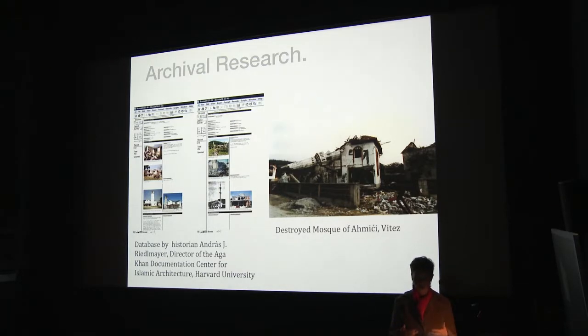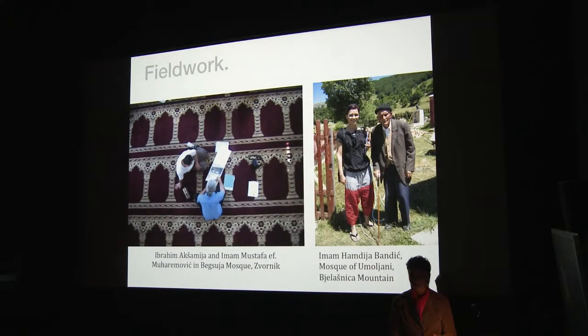This is how it looks now. So it's kind of forensics of architecture that is being done to prove also that oftentimes people will claim, well, there was never a mosque or a church there. So with the photographs you can actually prove these things.